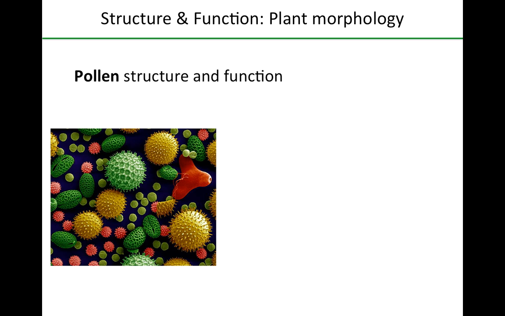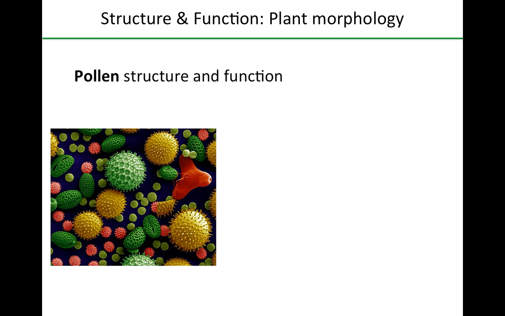So the function of pollen is that having this watertight and airtight coat prevents desiccation of the male gametes. Okay, so that's the main function of pollen. It prevents the male gametes, which are inside of that pollen grain, from drying out.